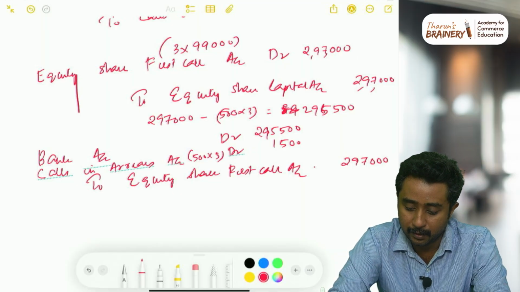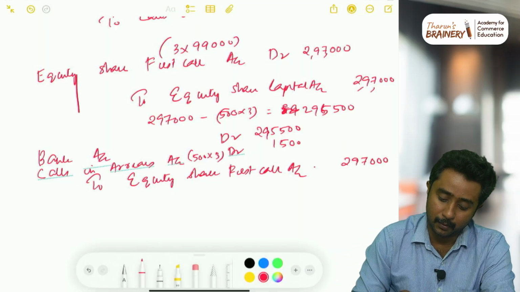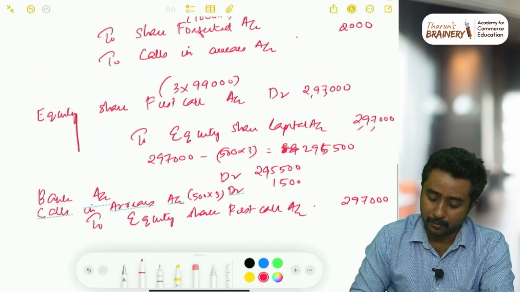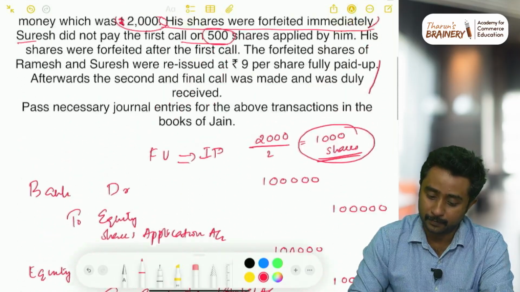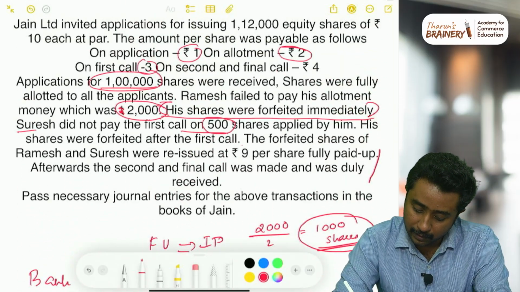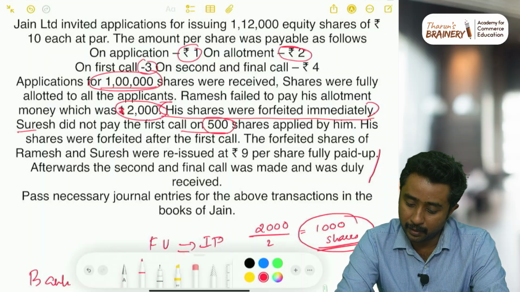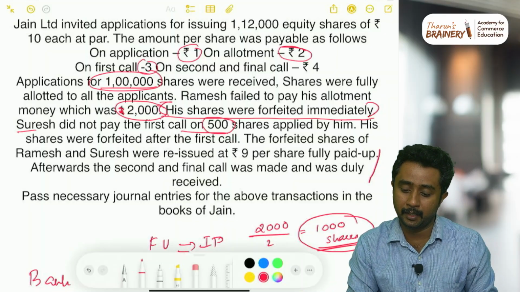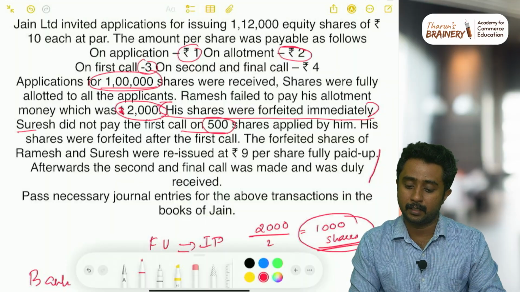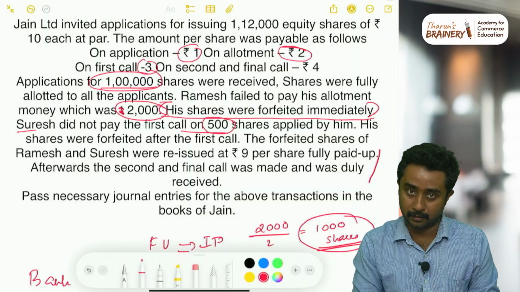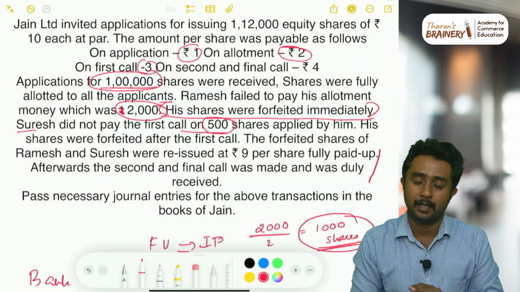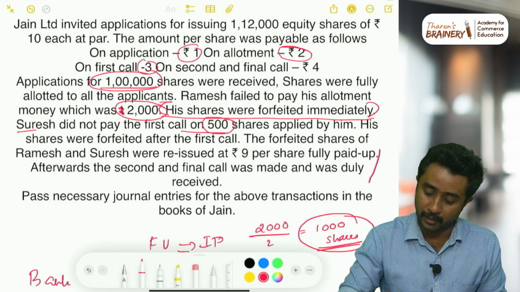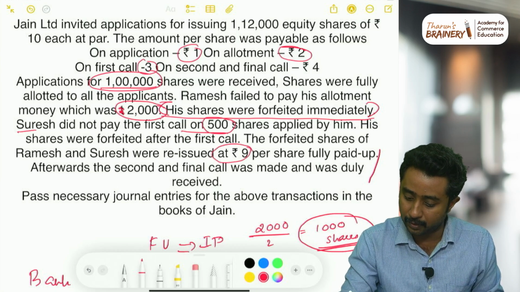Okay. That is the reason why we are writing like this. Now again, the first call is done. What did they do again? The forfeited shares of Ramesh and Suresh were reissued at rupees 9 per share, fully paid up. That means we are going to reissue the shares of Ramesh and Suresh together. All the shares that have been forfeited, the entire shares, we are reissuing at the rate of rupees 9 per share, fully paid up.